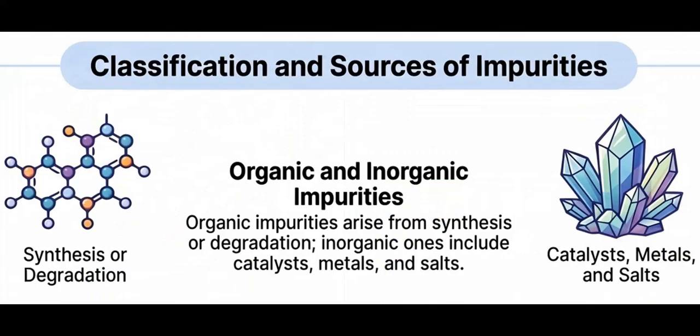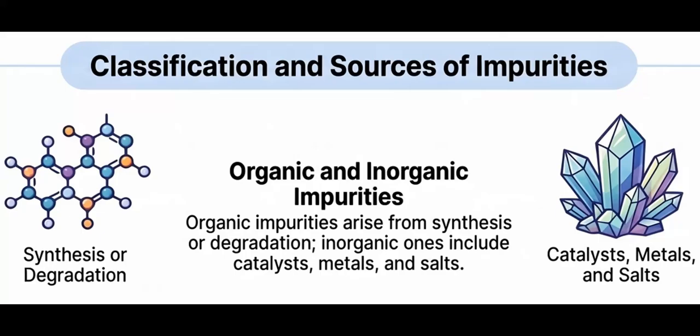Classification and sources of impurities. First, let us understand what kinds of impurities we are dealing with and where they come from. The framework recognizes two broad categories. 2A, organic and inorganic impurities. Organic impurities are the most common. They arise from two main sources. Synthesis side reactions during the chemical production of the drug substance can generate byproducts. Degradation. The drug substance or product can break down over time, especially under heat, light, or humidity.